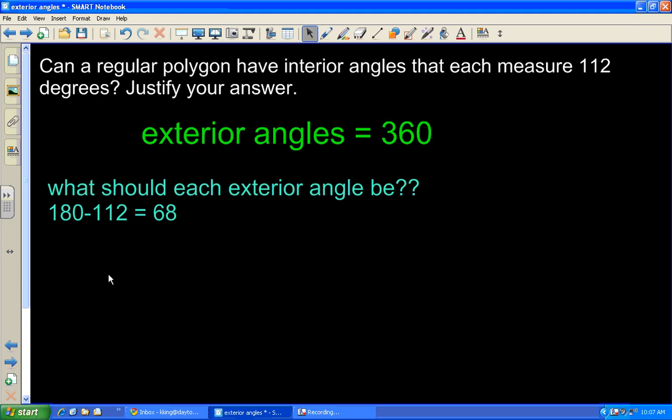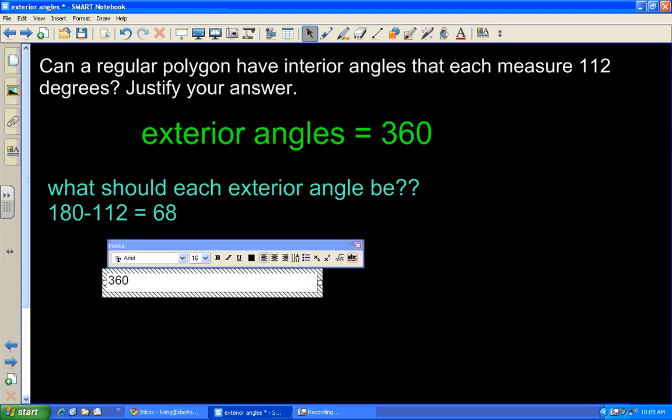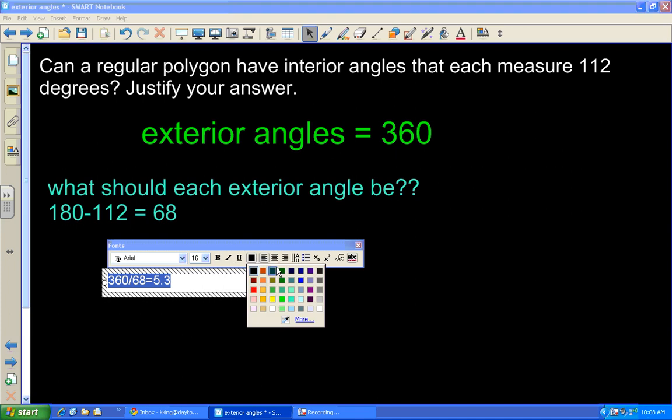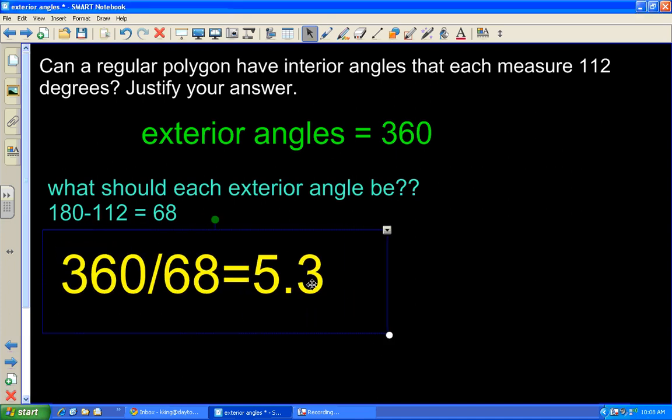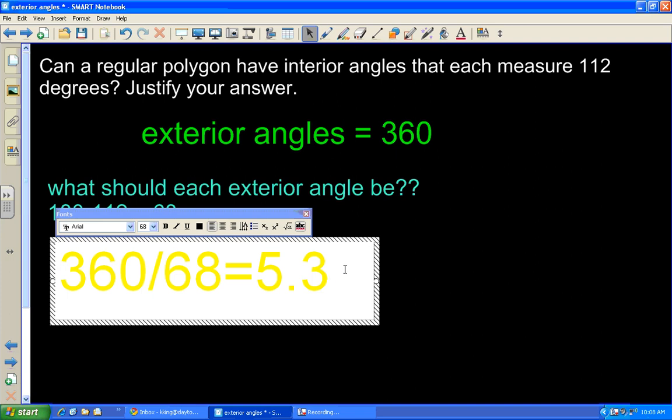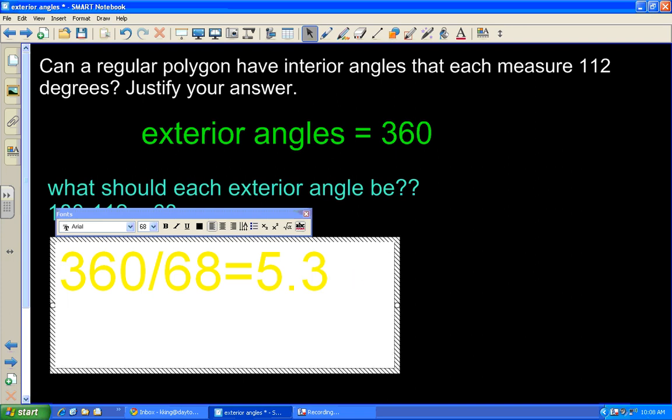So what I'm going to do is take 360 and divide it by 68. Because what is that going to tell me? The total degrees divided by the measure of each angle. When I get this answer, which is 5.3 by the way, what is that? What is that 5.3 supposed to be? Yeah, this is the number of sides.